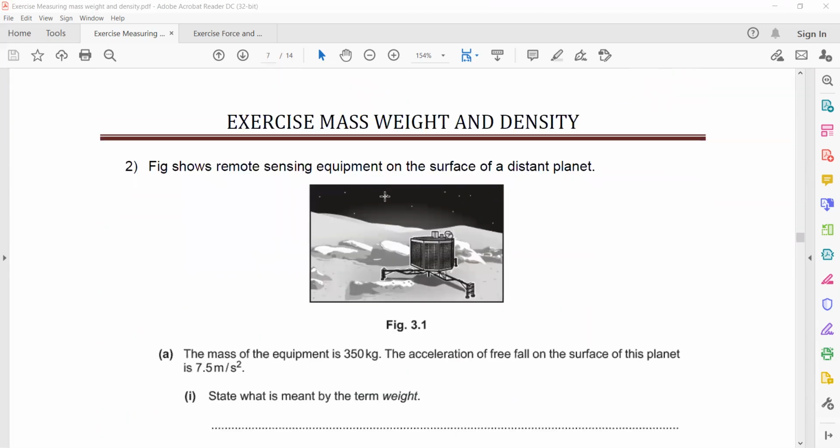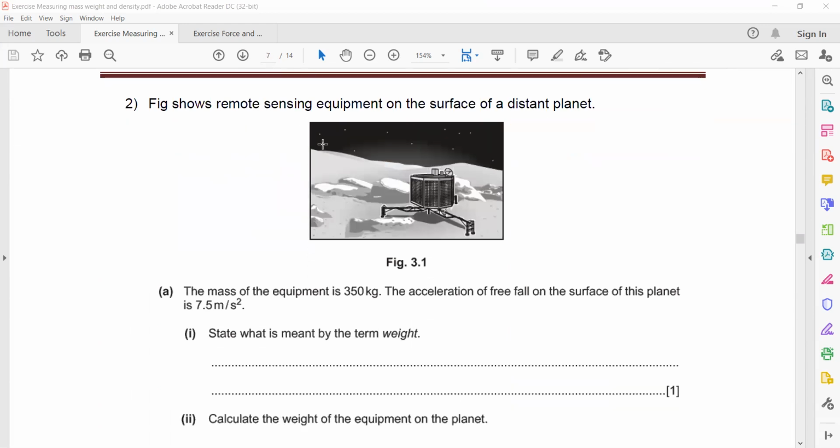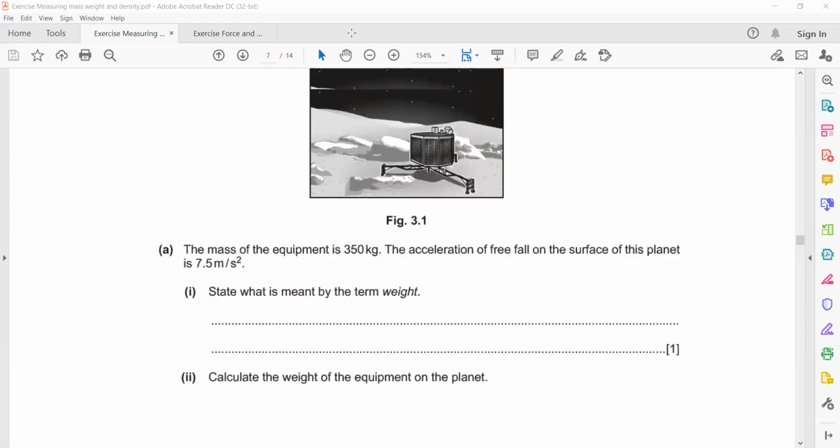Moving on to the next question. The figure shows a remote sensing equipment. When we want to investigate or gather information from different planets, we send a remote sensing equipment onto the surface of a distant planet. Like there's a planet which is far away from us and we send this equipment. The mass of the equipment is 350.